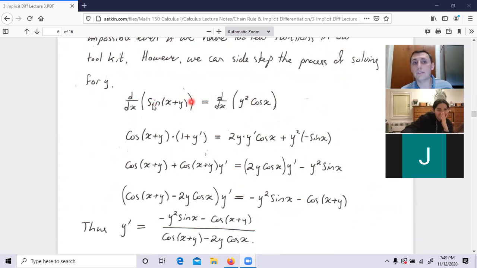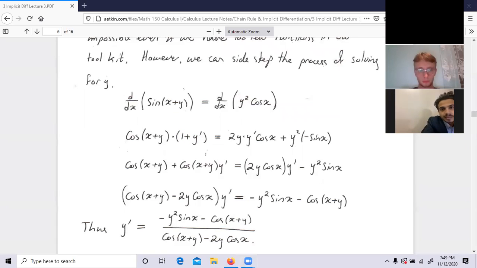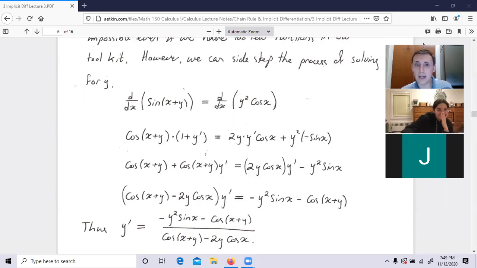So the derivative of the left side is the derivative of sine (x plus y). The derivative of the right side is of y squared cosine x. What's the derivative of the left side? The derivative of sine is cosine times the derivative of the inner angle, which is 1 plus y prime. Good? You're with me? Good. Now the derivative on the right is 2y y prime cosine x plus y squared times the derivative of cosine, which is minus sine. Yes?